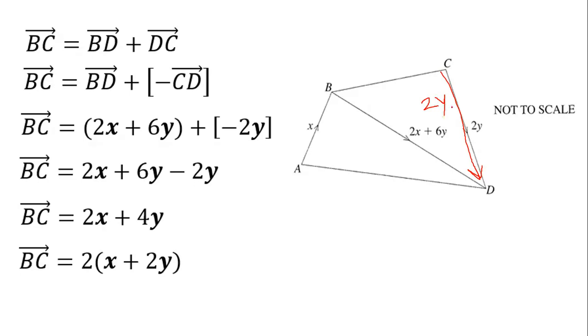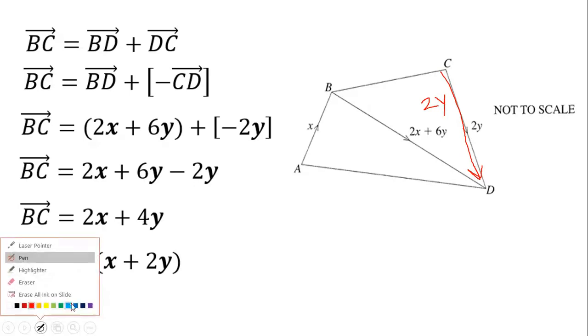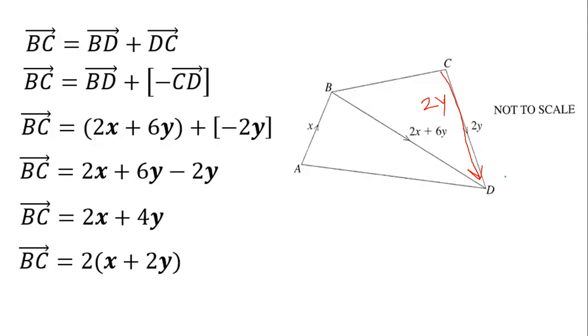So CD, which equals 2y, is heading in this direction, but we want DC, right? And DC is heading in the opposite direction. DC starts at D and goes to C. So these two vectors are going in opposite directions. CD is going in a downward direction, DC is going in the upward direction.